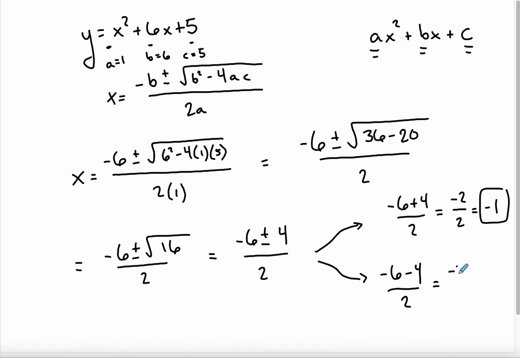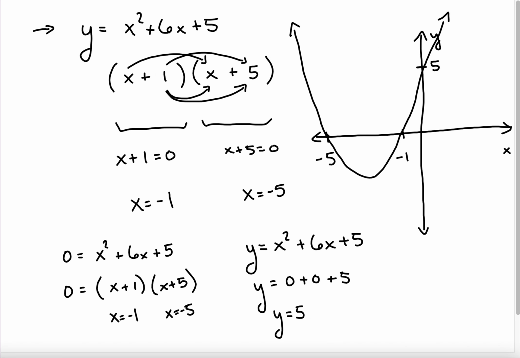And here we get negative 10 over 2, or negative 5. So what does this tell us? Well, the x location that this graph will cross the x-axis occurs at negative 1 and negative 5, just like we found here, right? X equals negative 1, x equals negative 5.